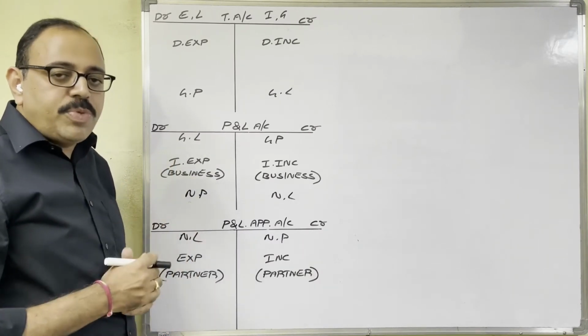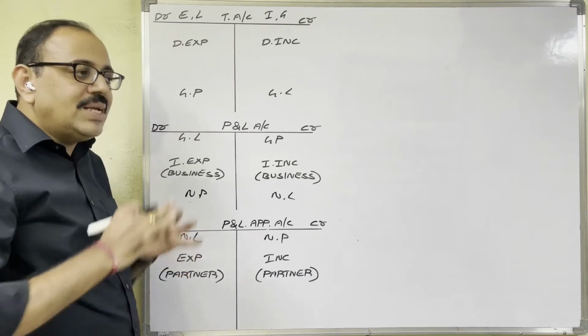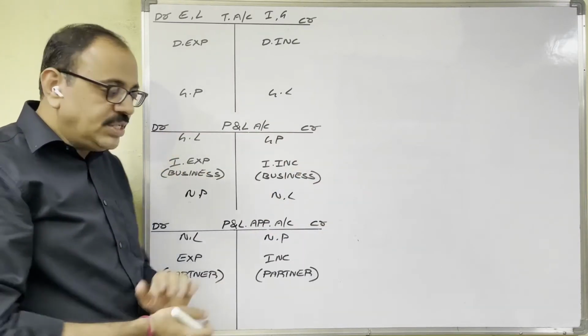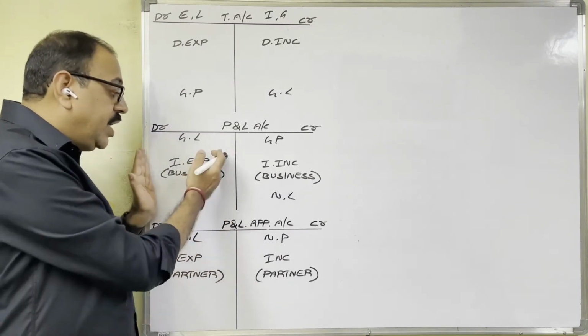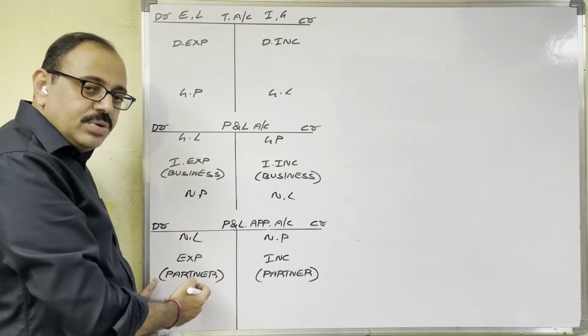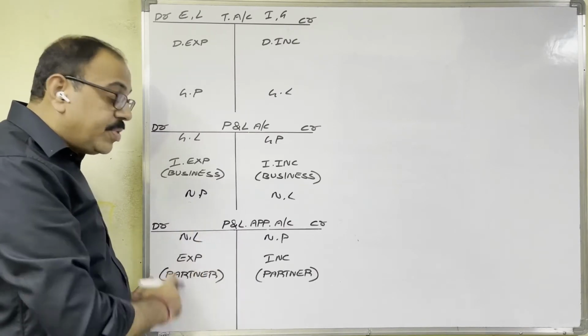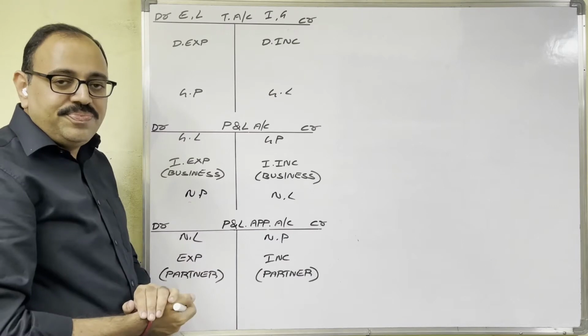So think from the firm's point of view. The firm is paying salary to one partner. To the firm, this is an expenditure. Means debit side we have to show, in the P&L account or in the P&L appropriation account. This is partners-related expenditure now. So in the P&L appropriation account, on the debit side, we have to show.